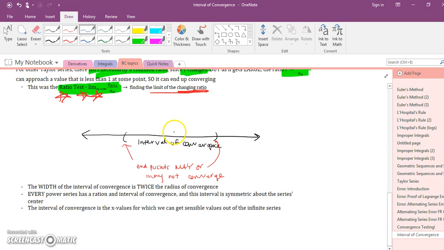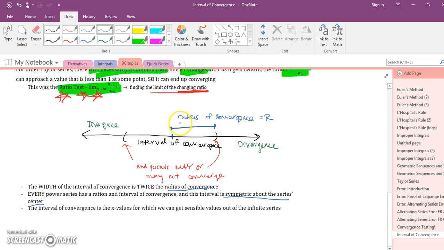The interval of convergence is symmetric about the series center. So let's say the center is right here. Then we have this thing called the radius of convergence. The radius of convergence will be half of the interval of convergence. So starting from the center, moving out to the end of the interval of convergence, that's your radius of convergence. It's basically how wide it is from the center. And the radius of convergence is always going to be some value r. As soon as you get outside of your interval of convergence, you get divergence. And sorry, this is kind of messy here.